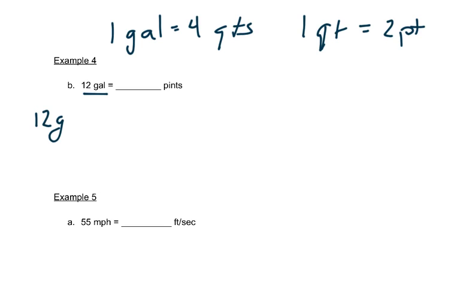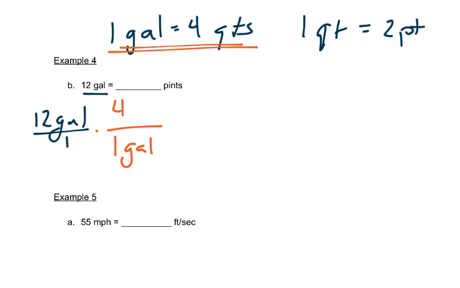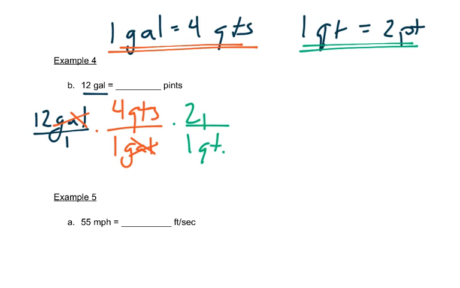So we'll have 12 gallons over 1. And then we'll use the gallons fraction. So we'll put the gallons on the bottom and the quarts on the top. That will cancel out our gallons. Now we can deal with the quarts with the next fraction. The quart is on top, so we'll put the quart on the bottom and the pints on the top. And that will cancel out the quarts.